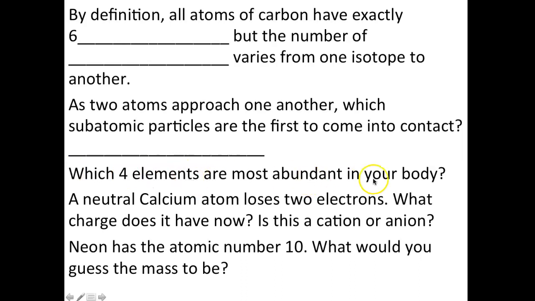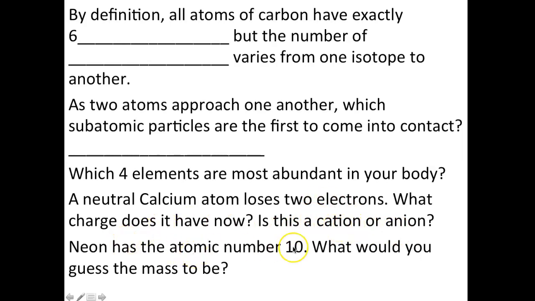What 4 elements are most abundant in your body? Remember CHON. You can figure that out. A neutral calcium atom loses 2 electrons. What charge does it have now? Is this a cation or an anion? Right, so calcium loses 2 electrons, so 2 negative charges are gone. It's going to end up with positive 2, right? It has a positive 2 charge. Is positive 2 a cation or anion? Remember, positive cats, it's a cation.